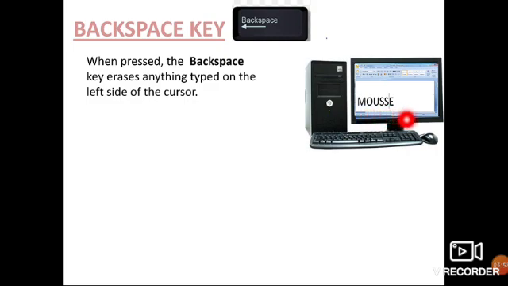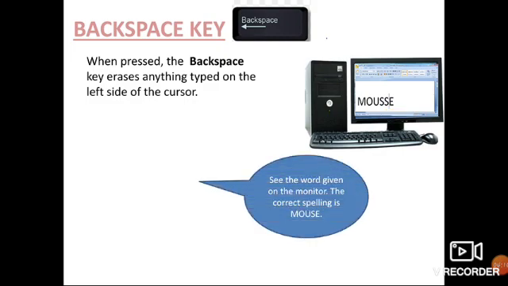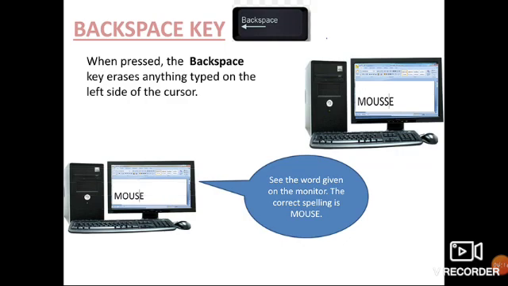So you can see here on the screen, it is MOUSSE, that is, the spelling is wrong. Instead of double S we should have a single S, isn't it? To erase one S, you have to bring the cursor of your mouse next to the S, and when you press backspace, one S will be erased. Now see here children, one S is erased. One S is erased from the left side of your cursor. This is how we use the backspace key.